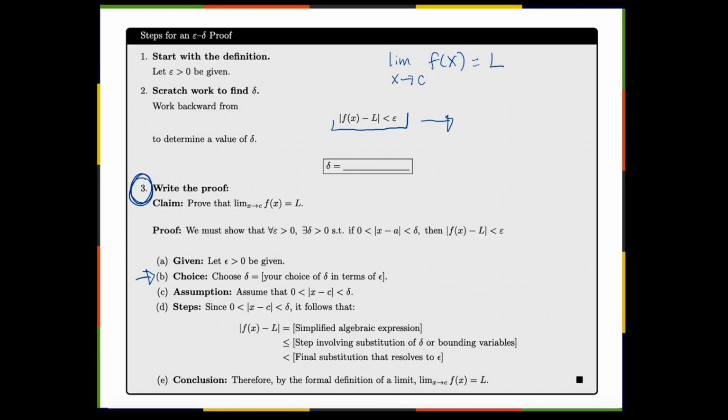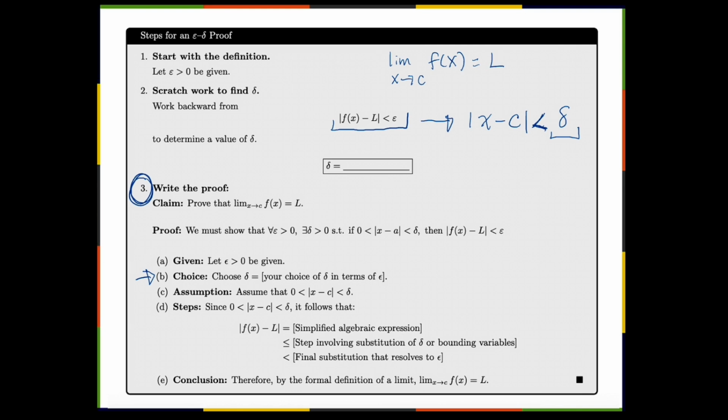and we want to use algebraic techniques to try to get it down to x minus c in absolute value. So this is what x is approaching. X minus c, c is the value that we're approaching. And then whatever we get on the other side of the inequality will be what we assign to delta. All right, so once we find delta in part 2, working backwards, then we've done the foundational steps to get this started. And in step 3, we actually write the proof.